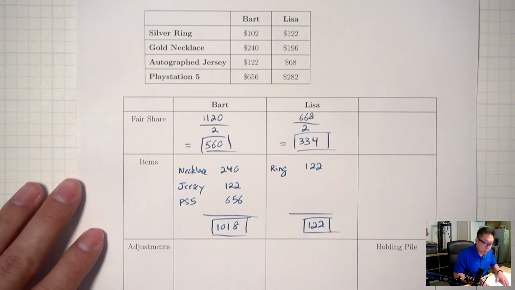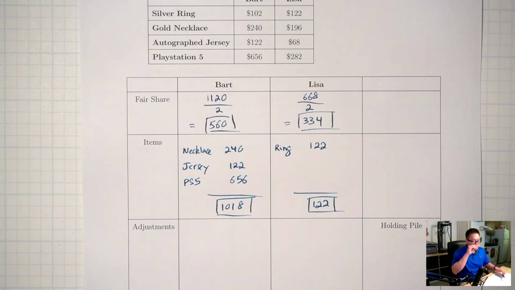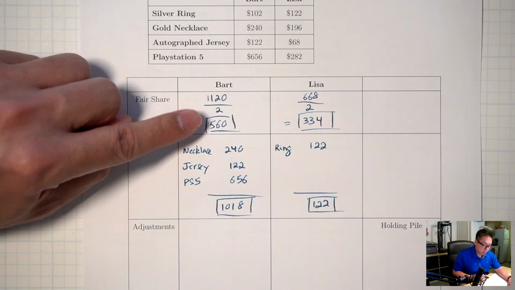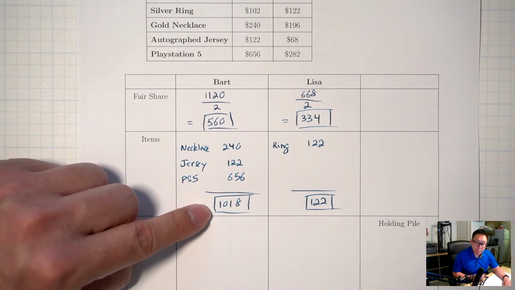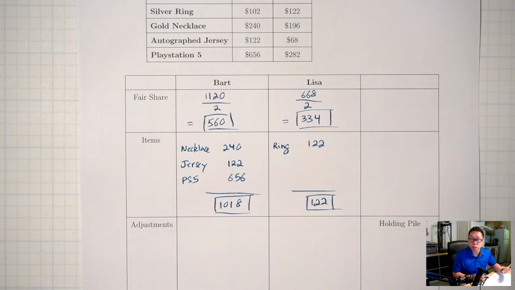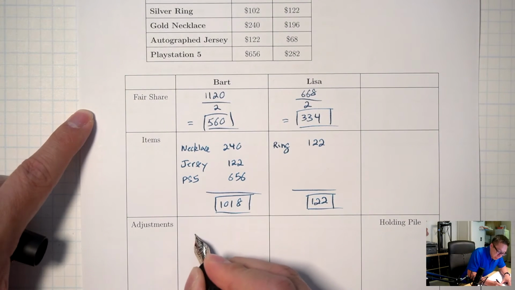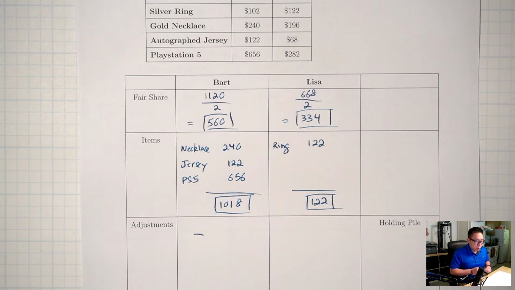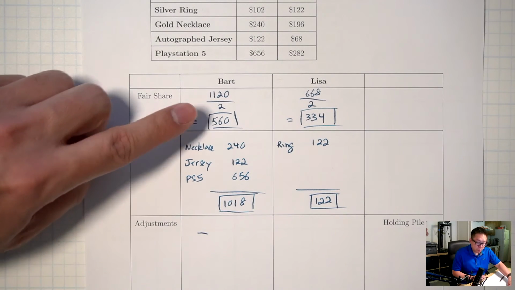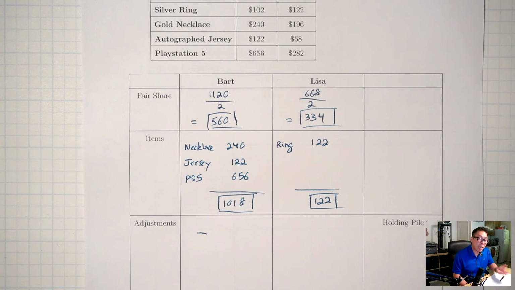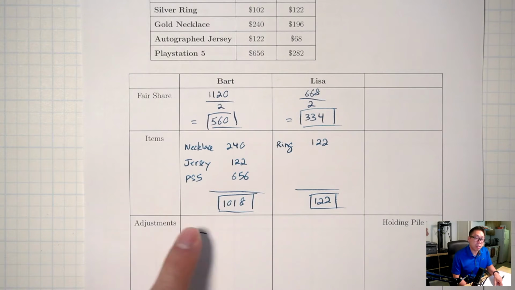The next step is an adjustment. Bart deserves $560. He got $1,018 worth of stuff, so he got too much, right? So we're actually going to take some money away from Bart. So I'm going to denote that with a minus here. We're going to take away some cash from him. So he's going to give us some cash. So that's going to be a minus to Bart.